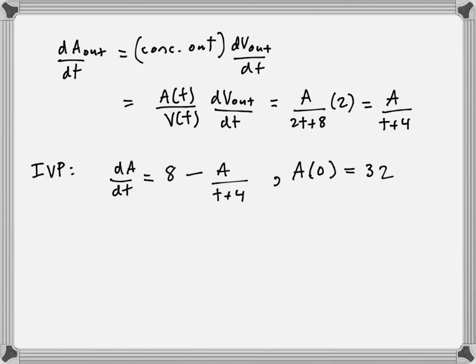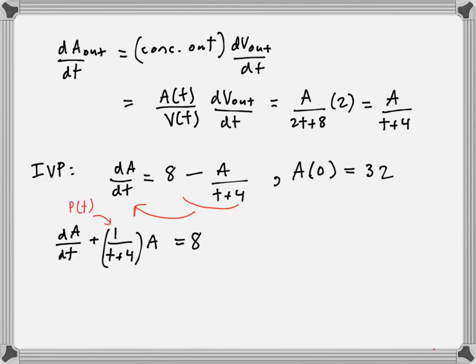Notice that this is first order linear, but it's not in standard form yet. So I'm going to take this term and move it to the other side by using addition. If I do that, I get the following: dA dt plus 1 over t plus 4 times A is equal to 8. And we just put it in standard form. So this guy right here is my P of x, or P of t in this case. So what is my integrating factor going to be? My integrating factor is going to be e to the integral of 1 over t plus 4 dt. This is equal to e to the ln of t plus 4. I don't need absolute value because t is always positive, so this is the same as just t plus 4. Okay? So t plus 4 is my integrating factor.